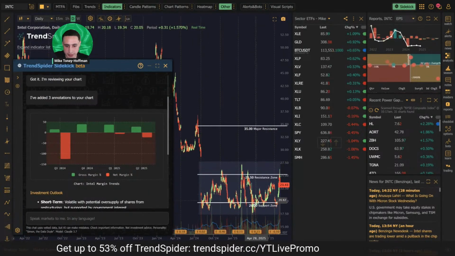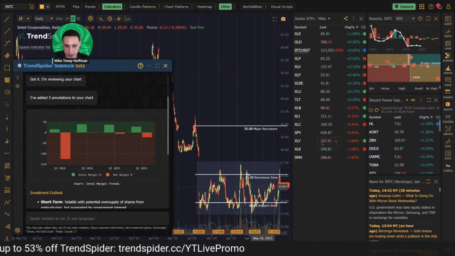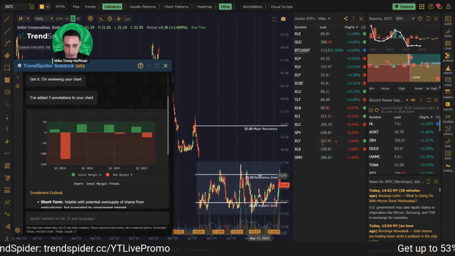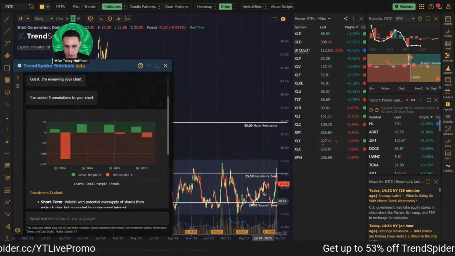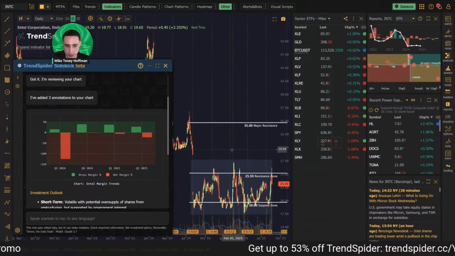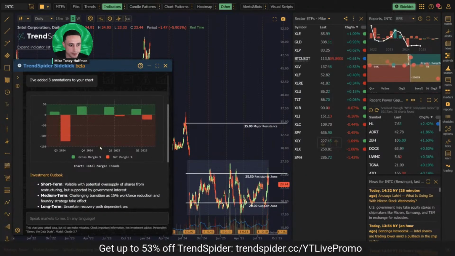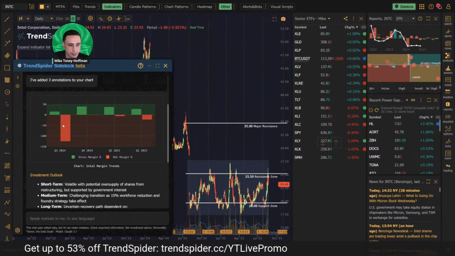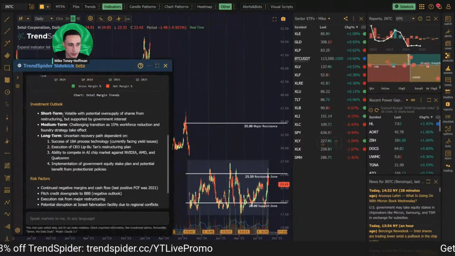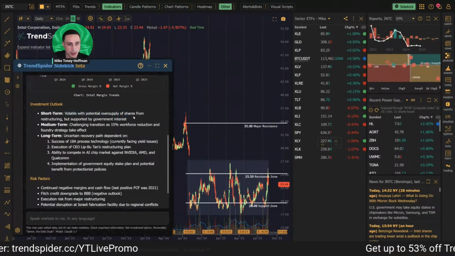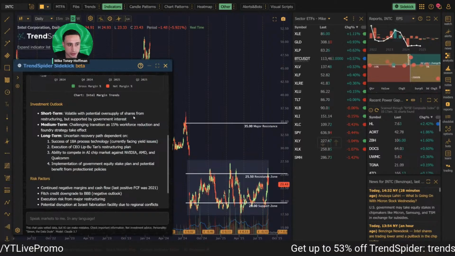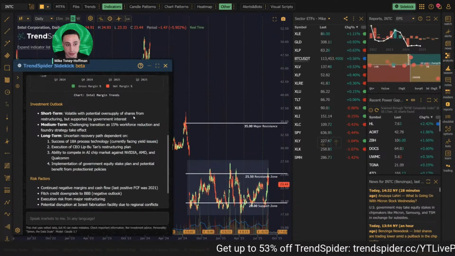But this is interesting, it marked this zone right here from obviously 20 to 25. I think that's pretty accurate. Let's see. It's interesting. Investment outlook, short term, volatile with potential oversupply of shares from restructuring, but supported by government interests, of course.